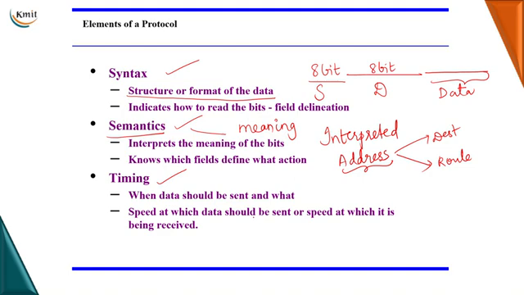Then timing. Timing specifies when the data has to be transmitted and with what speed the data has to be transmitted. When the data should be sent and at what speed the data has to be sent or received is specified by the timing of a protocol. So basically, a protocol is a set of rules that govern the communication process, having 3 key elements: syntax specifying the structure, semantics interpreting the data in communication, and timing specifying when we have to transmit and with what speed.